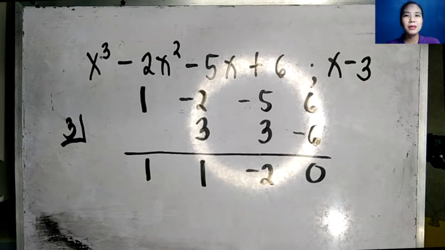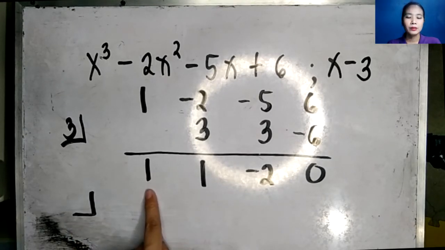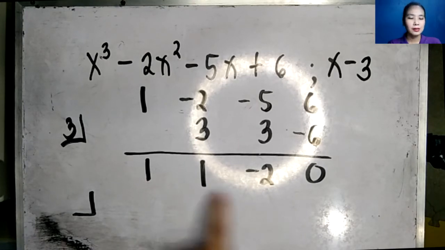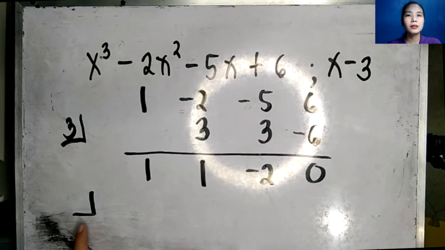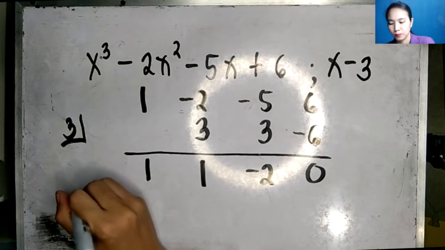So pwede natin gamitin dire-diretso ang ating synthetic division. Subukan naman natin gamitin sa ating bagong dividend na x squared plus x minus 2 ang isa pang number. So let us use negative 2.